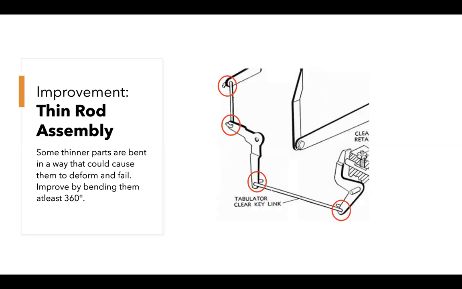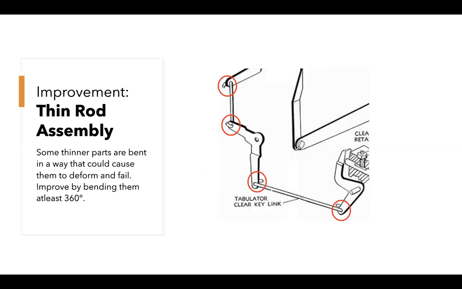We have a couple of improvements that we could make to the design, possibly to make it a better product in general. So the first improvement would be the thin rods and how they're assembled. We have all these thin rods within the typewriter that connect pieces together. They don't really rotate, they just translate. But as you can see, they're bent into the pieces. They have to be bent to be put into the pieces.